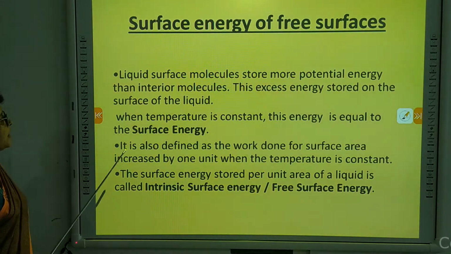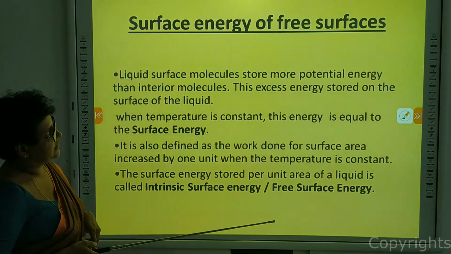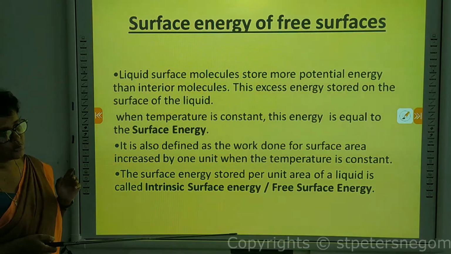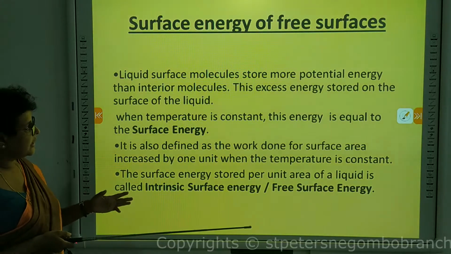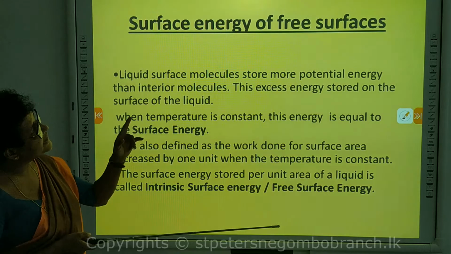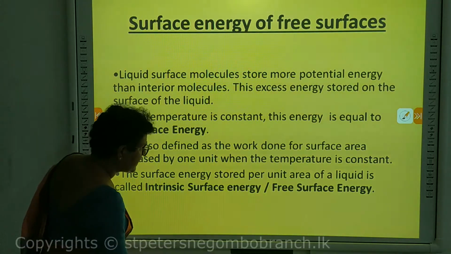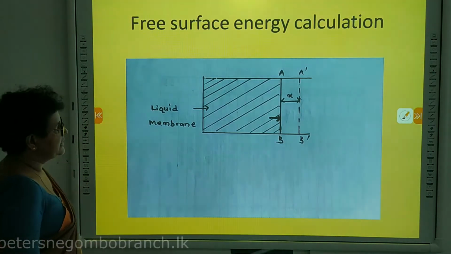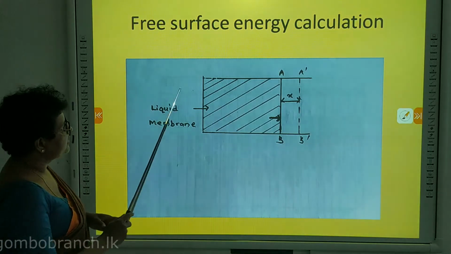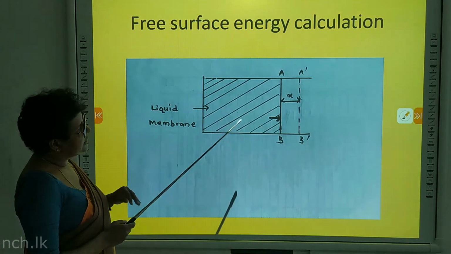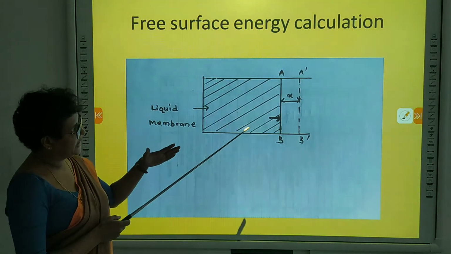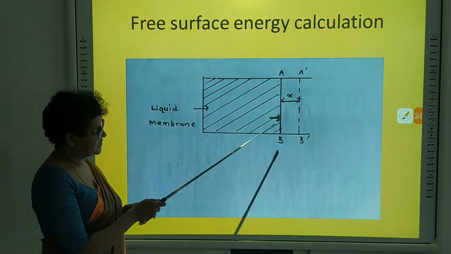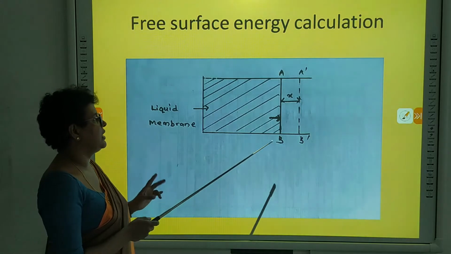And here, if this is happening at constant temperature, we can say the surface tension is equal to the free surface energy, right? We can prove this this way. Look here, this is a soap membrane, a rectangular soap membrane. The speciality of a soap membrane is that, unlike water, you have two surfaces. So when you are calculating the surface tension, we have to take 2 times that line.